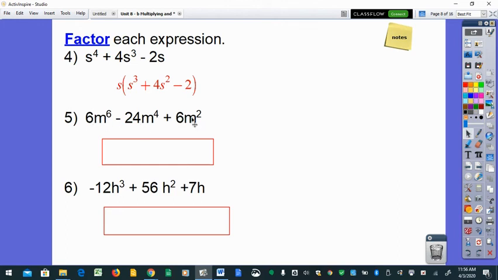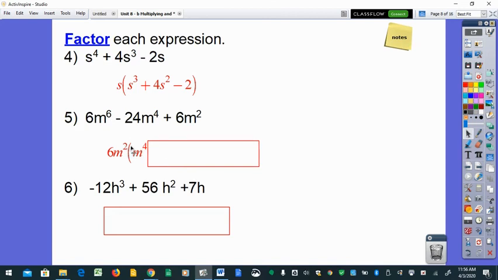On the next one, I see the greatest factor would be 6, and the smallest exponent would be 2. So 6m squared is going to be my GCF. So this times what gives me 6m to the 6, and that would be an m to the 4th. Remember, when we multiply, we add the exponents. We're going to have a minus and a 4 to get the 24, and I need 2 factors of m. So again, when I multiply, I would add, and that would give me the 4.